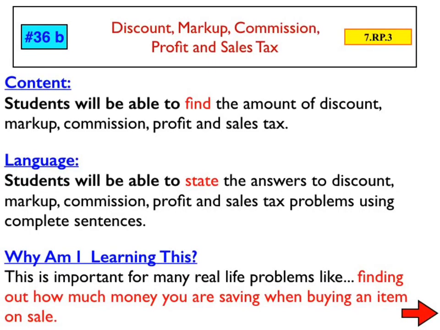Lesson 36B, we're going to talk about discount, markup, commission, profit, and sales tax. Some of those words we've already defined last week on Friday. But today we're going to focus on finding the amount of those things and stating those answers in complete sentences. In real life, you can use this to find out how much money you're saving when something's on sale, or how much money you would make if you're working on commission, things like that.